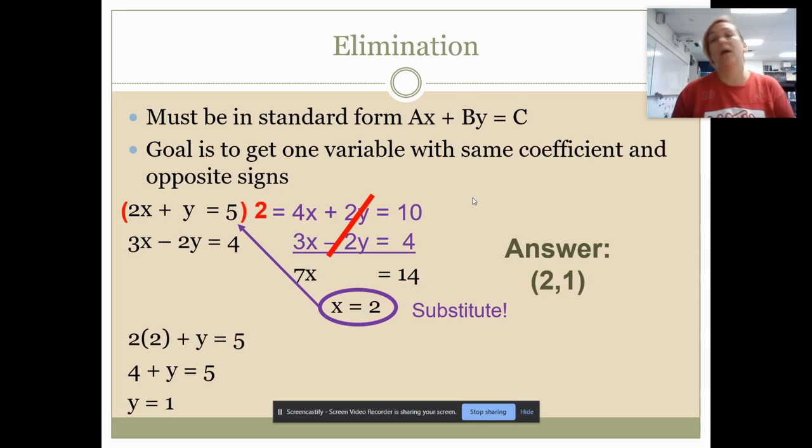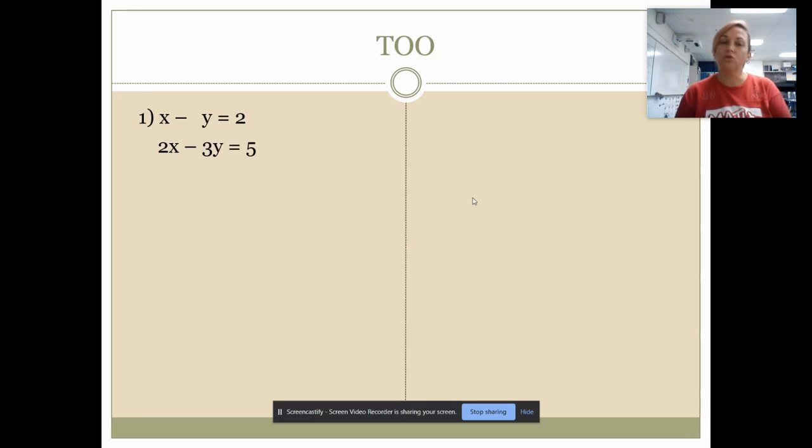For my next problem, I'd like you to try it on your own. So try to figure out which variable can I eliminate. Remember, for elimination, you have to multiply one of your equations by a number. Your goal is to have a variable that has the same number but different signs in each equation. So go ahead and pause the video right now, try this problem out, and then we'll reconnect when you're done.